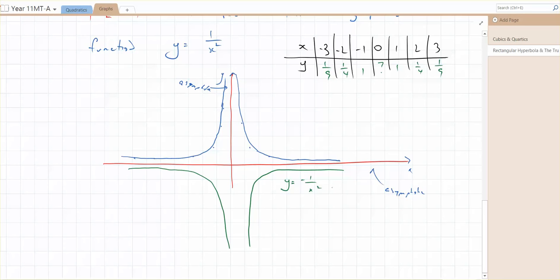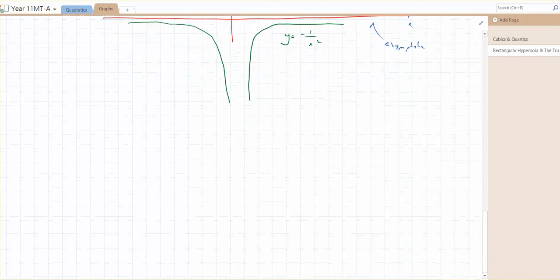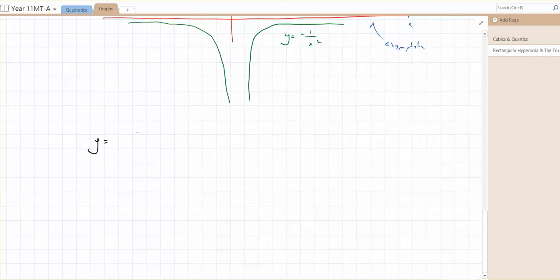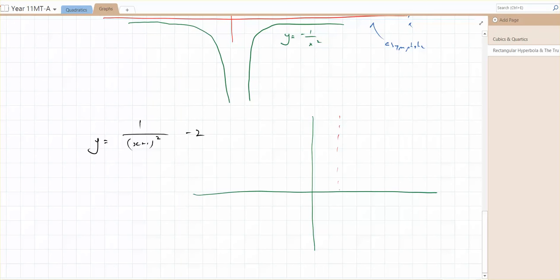And finally, we're going to look at what happens when we take y equals 1 over (x plus 1) squared, and move it across 1 and down 2 in this case. So again, our truncus shape will stay, but its asymptotes are going to move. The plus 1 means go 1 to the right, so we go through 1, and the minus 2 means go 2 down. So 2 down horizontally through minus 2. That splits our curve up.